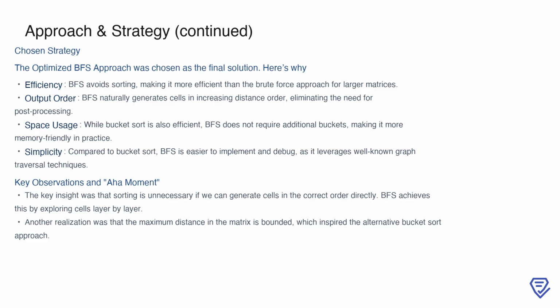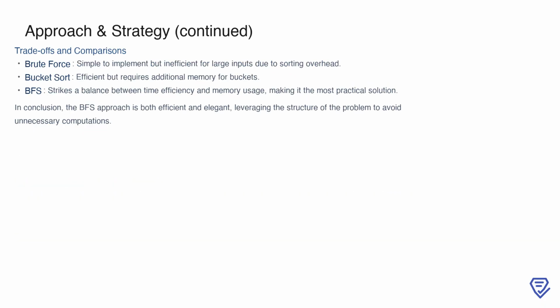The key insight behind choosing BFS was realizing that sorting is unnecessary when we can directly generate the cells in the correct order. The problem's structure lends itself perfectly to a layered traversal, which BFS efficiently handles. Another important observation was that the maximum possible distance in the matrix is finite, which inspired the exploration of bucket sort as an alternative. Each approach has its own trade-offs.